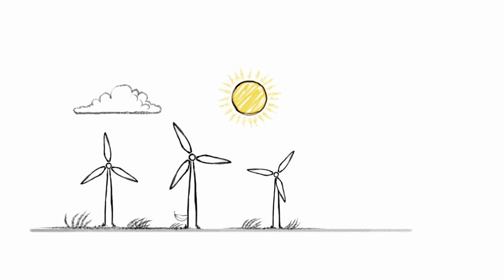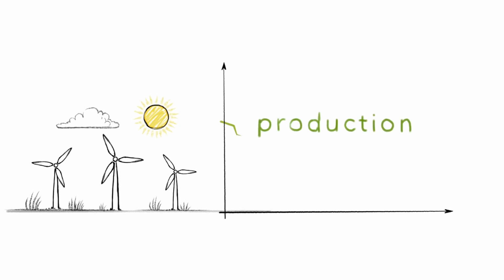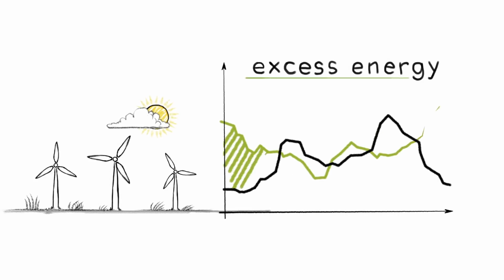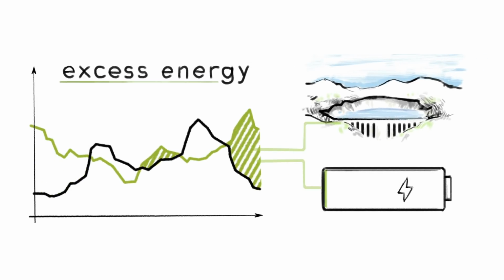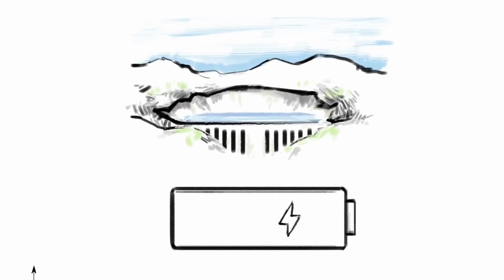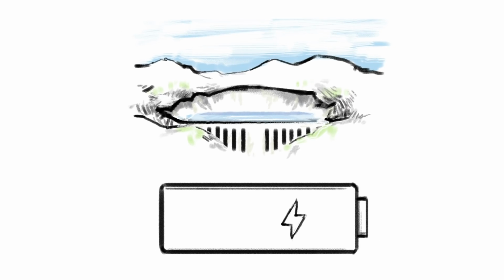Renewable energy production fluctuates throughout the day, as does demand. We need to store excess energy when the wind blows or the sun shines, so it can be released when demand outstrips supply. Already, we can store energy using pumped storage and with batteries.